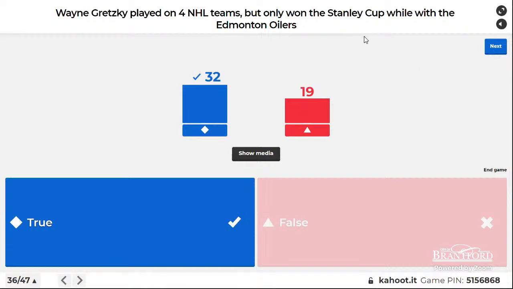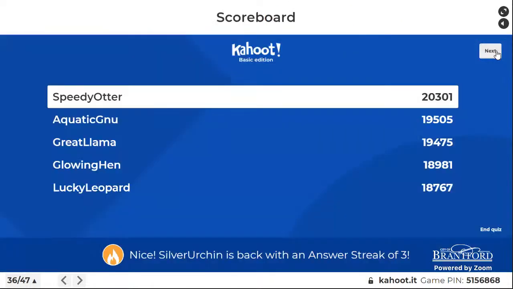So it looks like we have quite a few hockey fans and Wayne Gretzky fans in the crowd tonight. So let's check out how that impacted the scores. All right, so Lucky Leopard. So that was no lucky answer. You are now back up into the top four, 19,738 points. Wonder Wolf is back there, and they're not far behind, reaching the top three behind Great Llama, Aquatic New, and Speedy Otter.